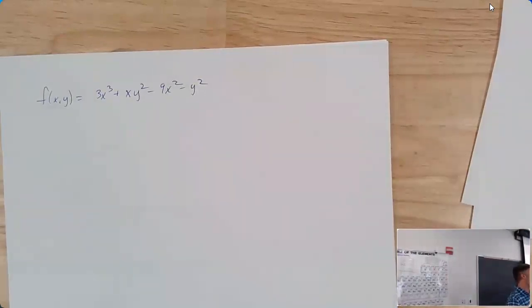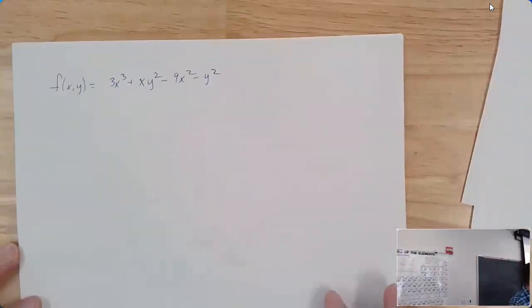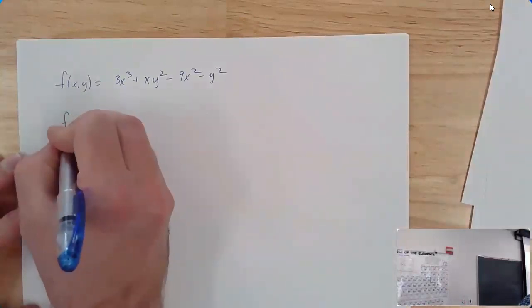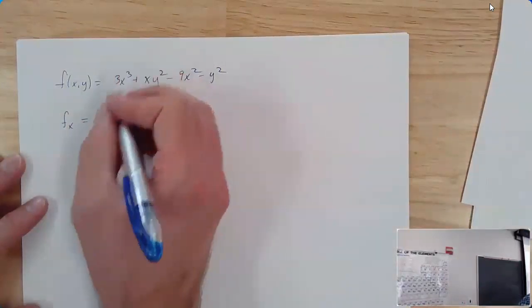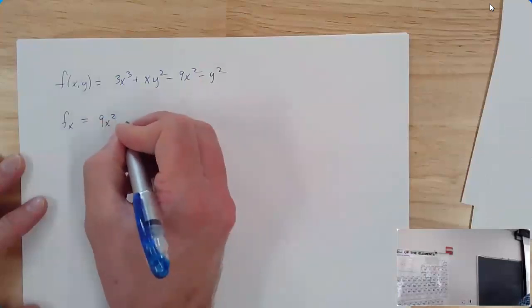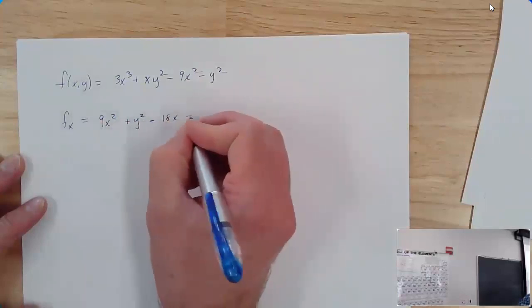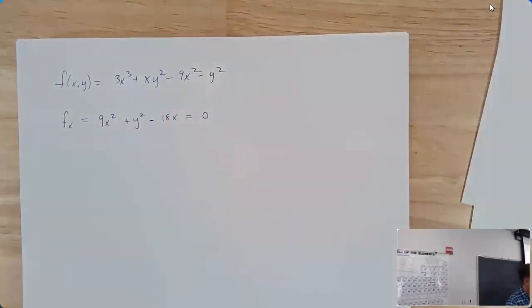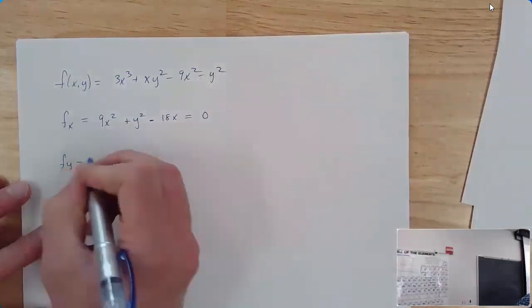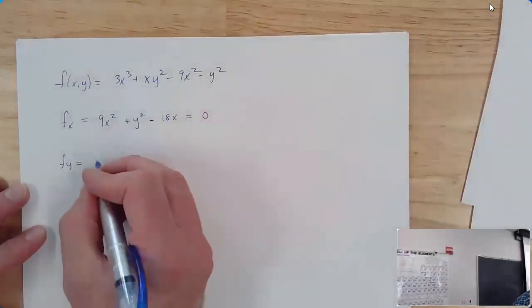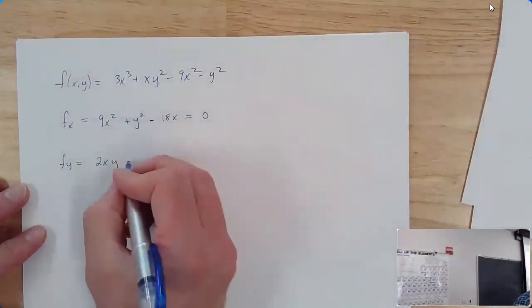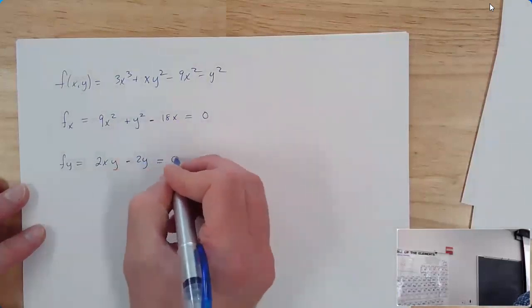So first thing we're going to do, find the critical points. And this one is going to be a bit more complicated in that we're going to have more than just one. So let's find our f_x partial, which is going to be 9x squared plus y squared minus 18x. And we set that equal to 0. That seems worrying at best. Let's look at the other one. f_y, the partial with respect to y, is going to be 2xy minus 2y equal to 0.